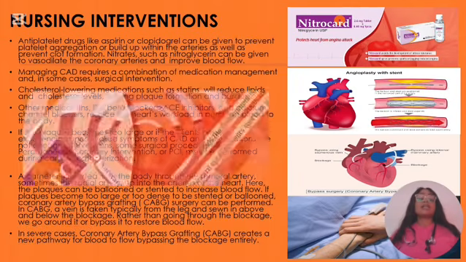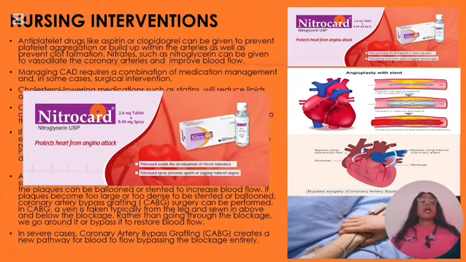What are the nursing interventions? Antiplatelet drugs like aspirin or clopidogrel can be given to prevent platelet aggregation or buildup within the arteries, as well as prevent clot formation. Nitrates such as nitroglycerin can be given to vasodilate the coronary arteries and improve blood flow.